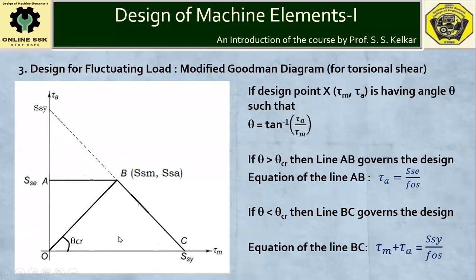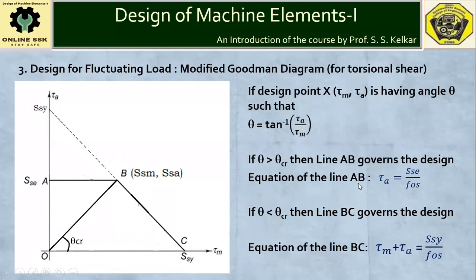As against this, if theta of the design point is smaller than theta critical, then line BC will be the governing line. So, based on the value of theta and theta critical, one can decide which one is the governing line. If theta is greater than theta critical, the design point will lie in the triangular portion ABO and line AB will be the governing line. If theta is smaller than theta critical, the design point will lie in the triangular portion BOC and line BC will be the governing line.